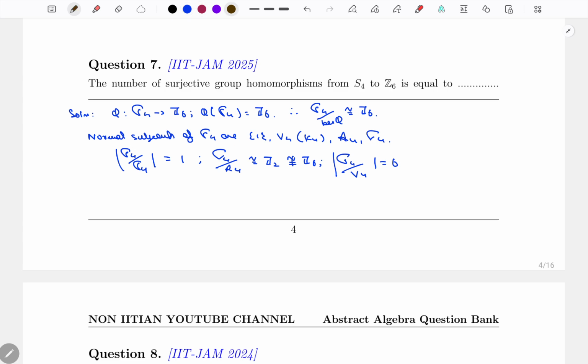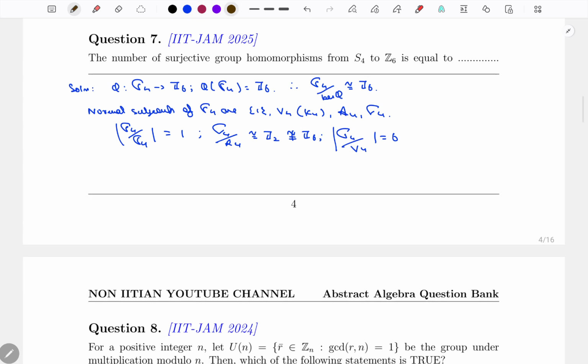But now you can take this as a very interesting exercise, or probably we have also discussed this in some previous lecture, that S4 by V4 is actually isomorphic to S3, which is not isomorphic to Z6 because it is non-abelian. Okay, so these are the only possibilities you get, right? So there should be zero surjective homomorphisms.